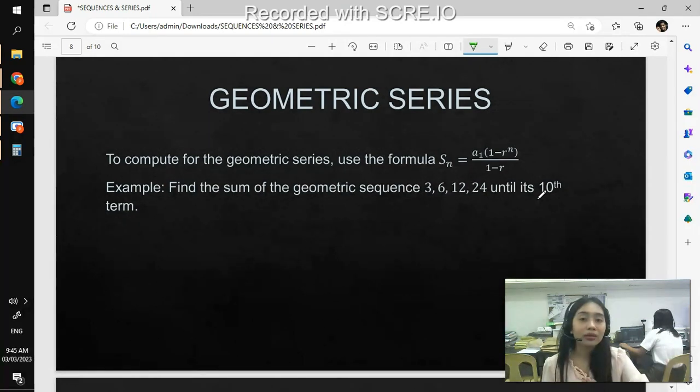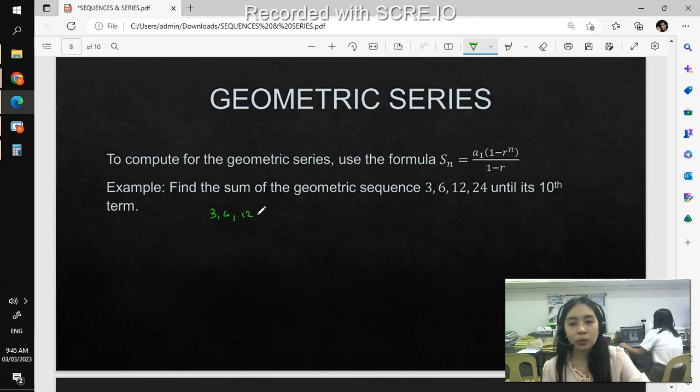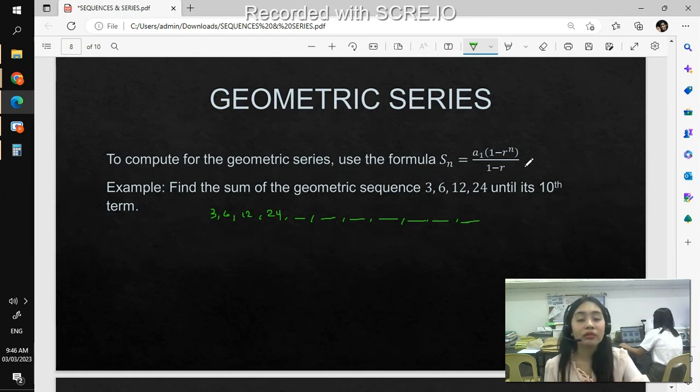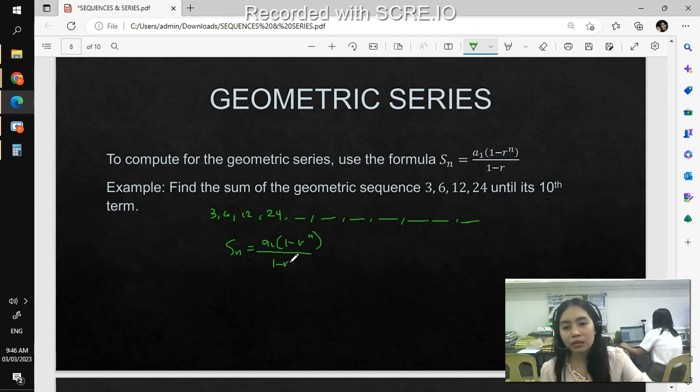Now suppose you do not know what the formula is. Since the given terms are 3, 6, 12, and 24 only, 4 terms only, that means you have to look for the next 6 terms, right? It will take a lot of time. Again, it will consume time. But with the use of our formula, we can just directly get the sum without actually knowing the next few terms. So you do have there S sub n is equal to a sub 1 times 1 minus r raised to n all over 1 minus r. Then you do the substitution.